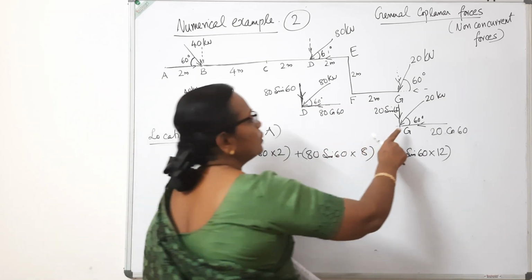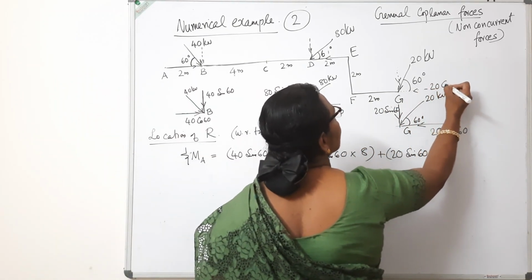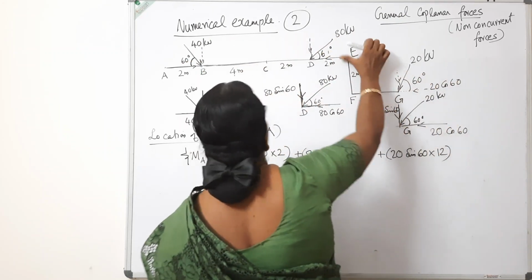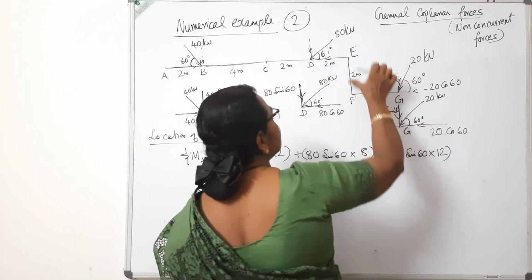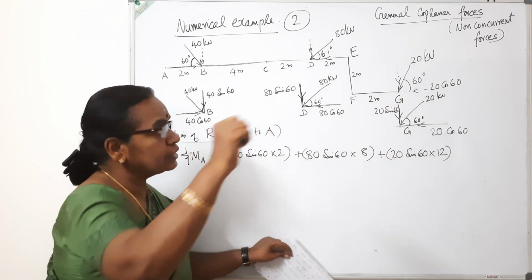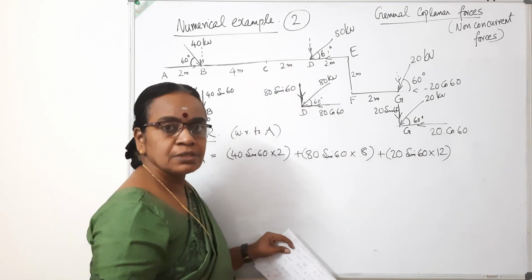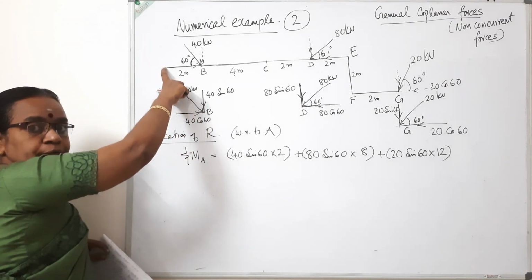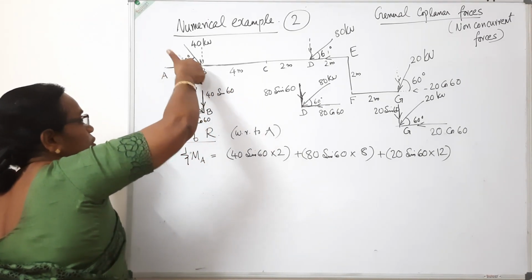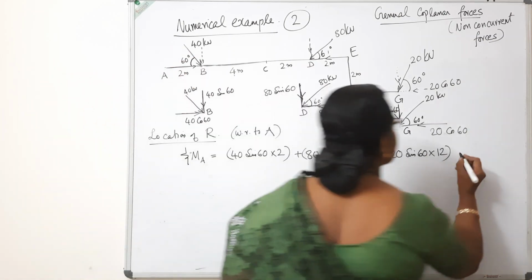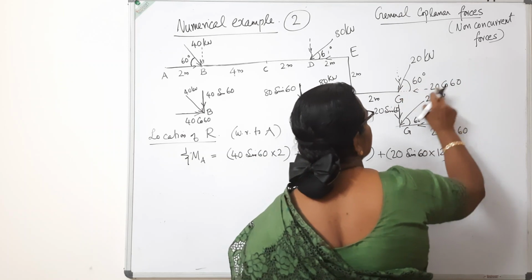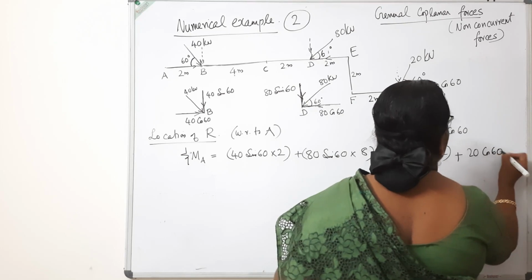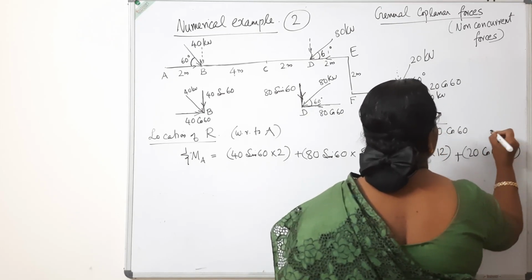Then this 20 cos 60. The point A is at a vertical distance of 2 meters from the line of action of this force. So that 20 cos 60 will also have a moment about A, because the line of action of this force is at a distance of 2 meters from A, and that will produce clockwise moment. Normally there's a chance that you miss it. So this 20 cos 60 into 2. It's very important.